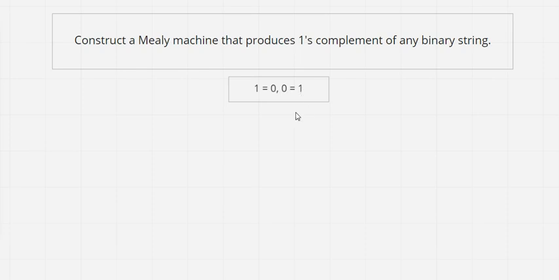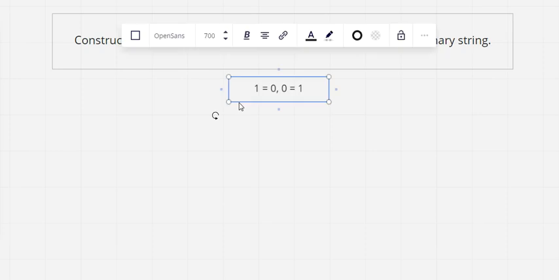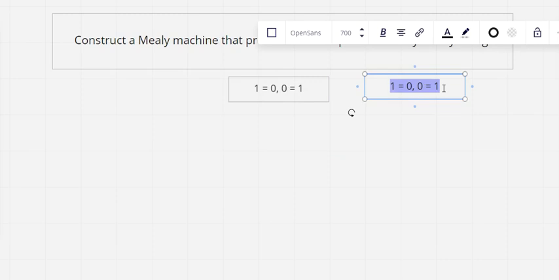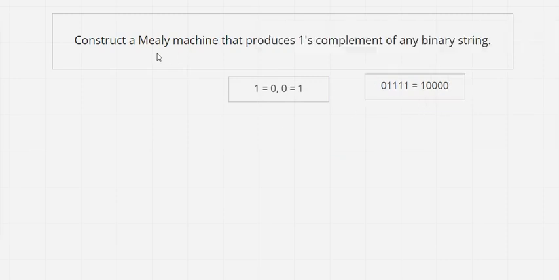So if you are having any binary string, suppose I have a string like 0 1 1 1 1, then what will be the 1's complement? It will be 1 followed by 4 times 0. I think it is clear to everyone. So if you look into this Mealy Machine, it is a very simple machine which produces the 1's complement of any binary string. I can take a single state, a self loop for 1, and a self loop for 0. For the 1 self loop, I have to get the output as 0. If I have a 0 transition, then the output will be 1.